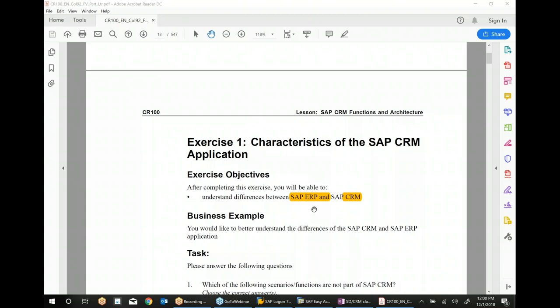CRM is a completely different product. In CRM, you have only customer facing processes. It does not have anything else except customer facing processes. When I say customer facing processes, it basically means processes like sales, service, and marketing. Those are the three categories of processes in SAP CRM. Only those three categories of processes.